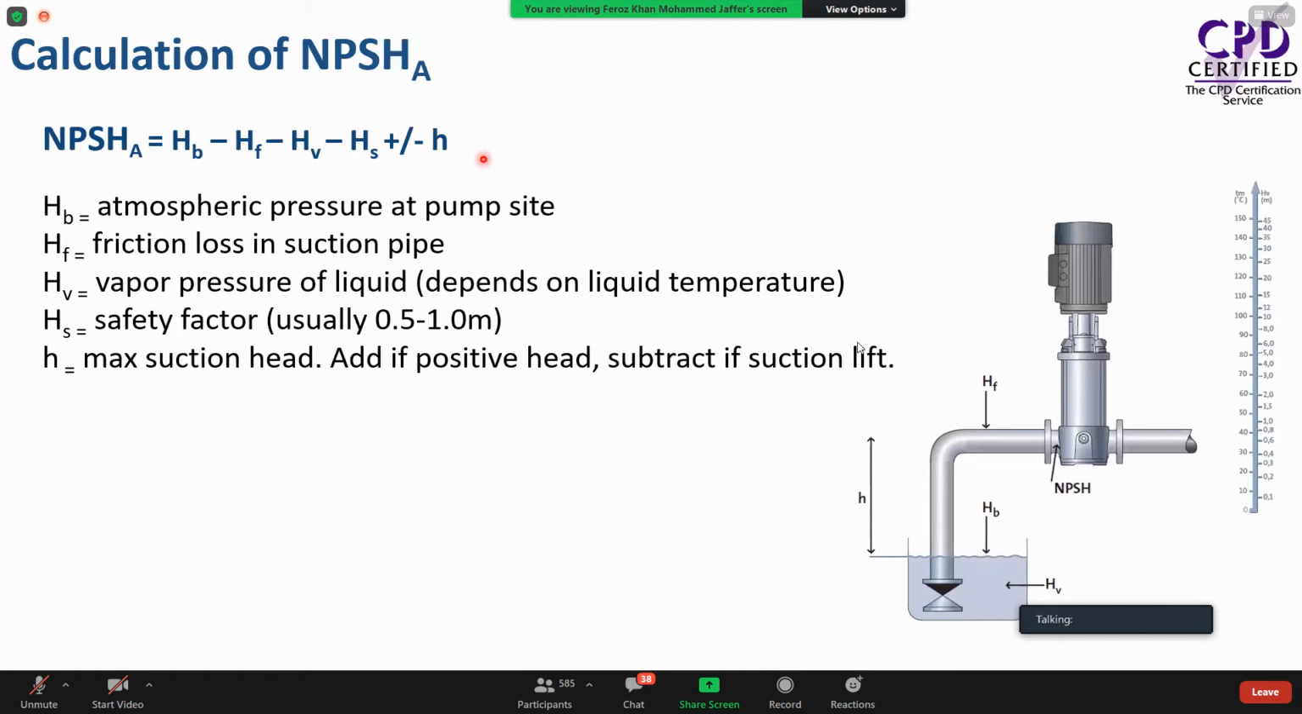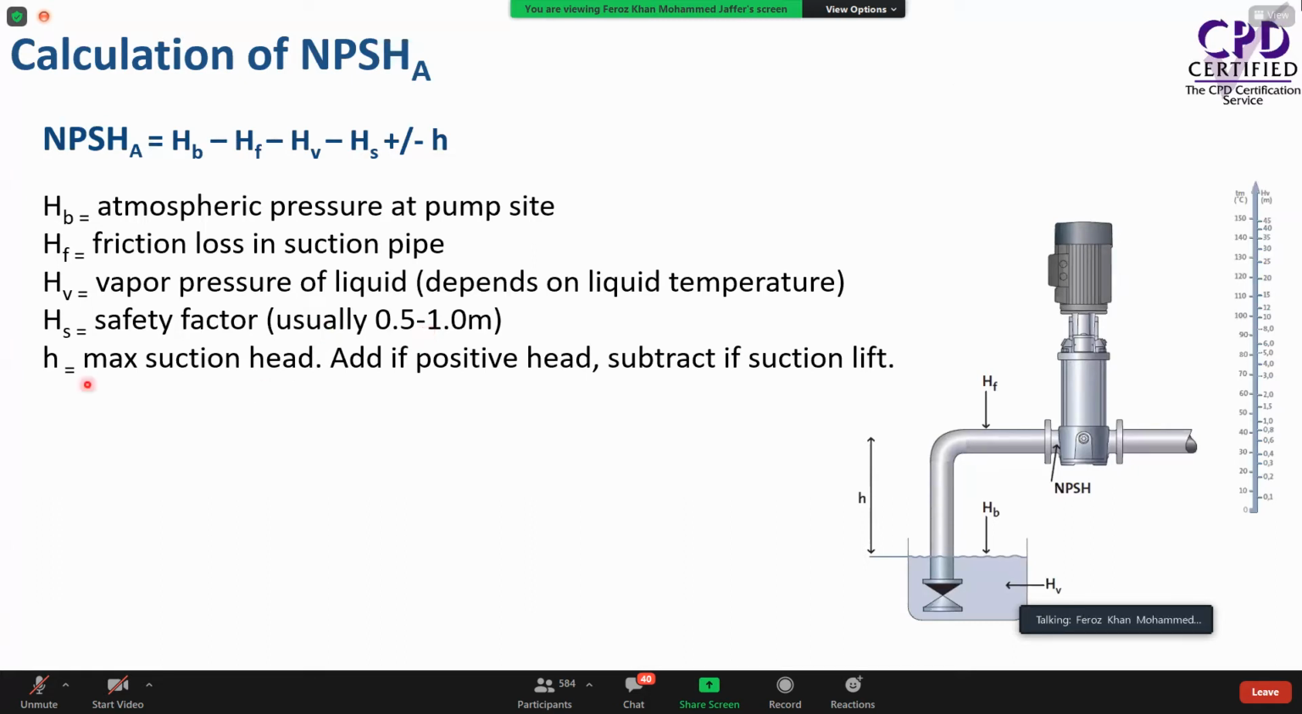HB is the atmospheric pressure, and HF is the frictional loss in suction pipes. So in the suction pipe, what is the frictional loss? HV is the vapor pressure of the liquid. This vapor pressure depends on liquid temperature. When the temperature is high, then the vapor pressure value will be very high, and vice versa. Then HS is the factor of safety. 0.5 to 1 meter is considered as best engineering practice.